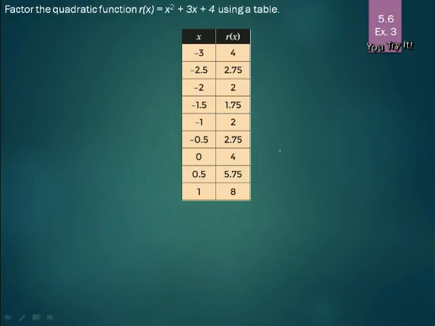Factor the quadratic function r of x equals x squared plus 3x plus 4 using a table. Okay, so with r of x, we need to know when r of x will equal 0. That's when we'll have x-intercepts, and that's what our factors will come from. Looking at these, we see r of x never equals 0.